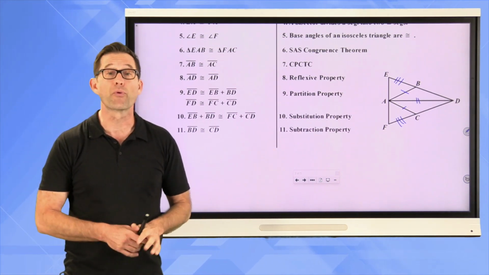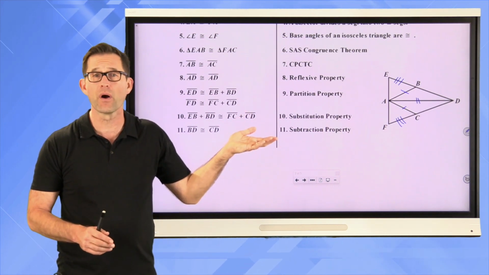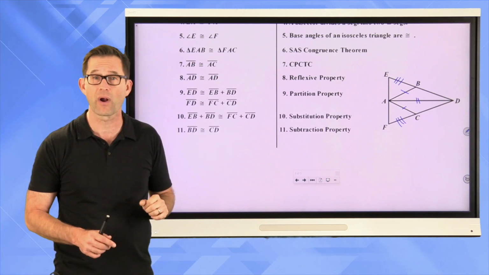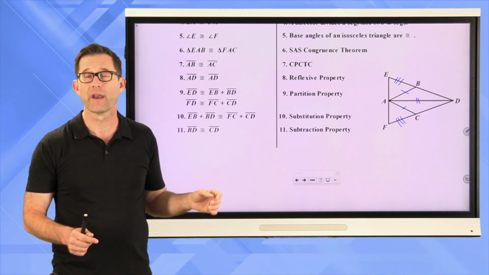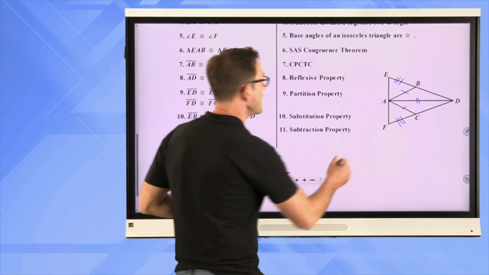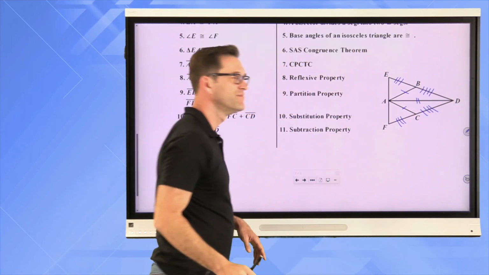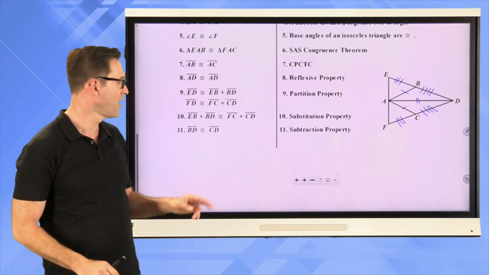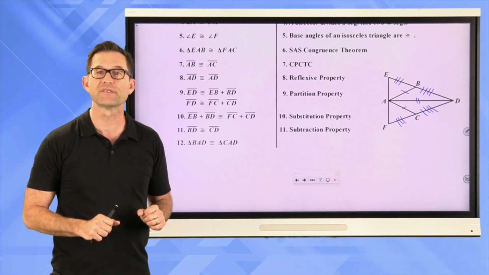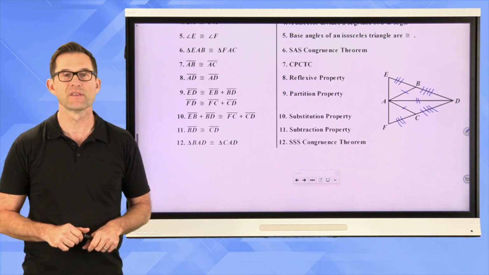By the way, I have no problem with people writing that given down again. There's nothing wrong with writing a given more than once, especially if it helps you see the subtraction. But you don't need to write it again. I literally subtracted that away from here. That gave me the fact that BD was congruent to CD. And now our final line: triangle BAD is congruent to triangle CAD by the side-side-side congruence theorem.